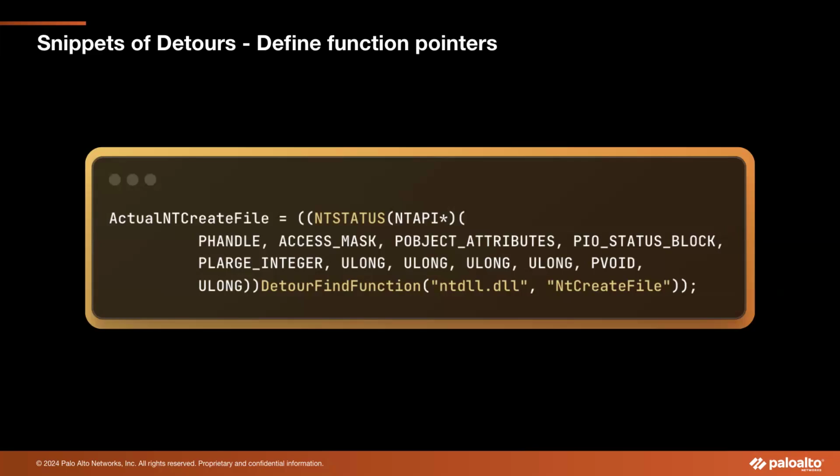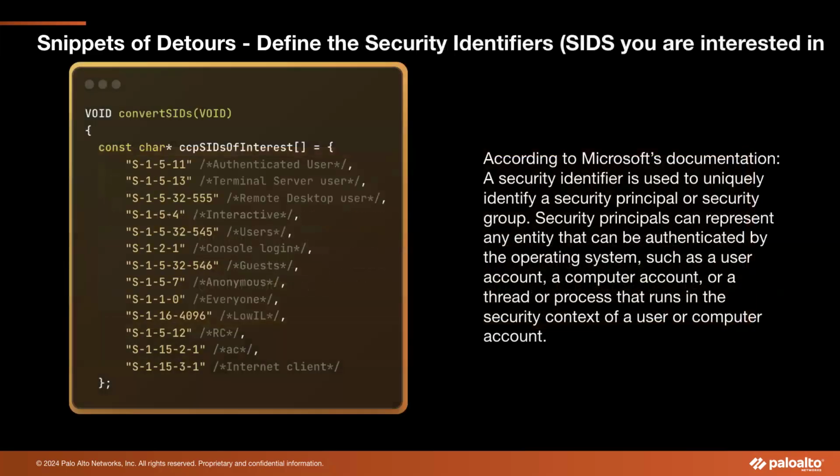Detours is going to give you some examples, but Detours has something really cool, which is DetourFindFunction. You just specify the library and the function you're looking for, and then you already have the function pointer where it should be.